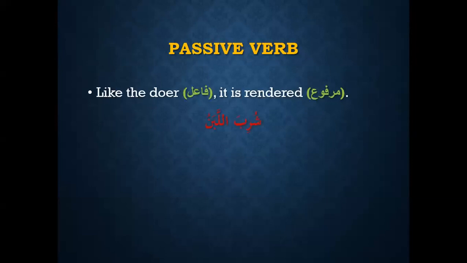So shuriba, fu'ila, al-labanu: the milk is being drunk. Milk has been drunk, or was drunk. It means somebody drank the milk. Who is the doer? See, there's no doer there. It's not been mentioned.